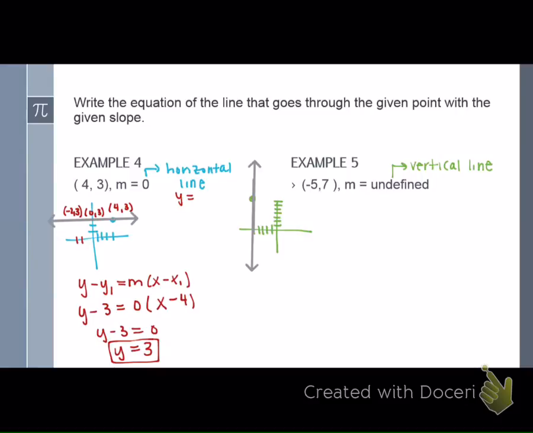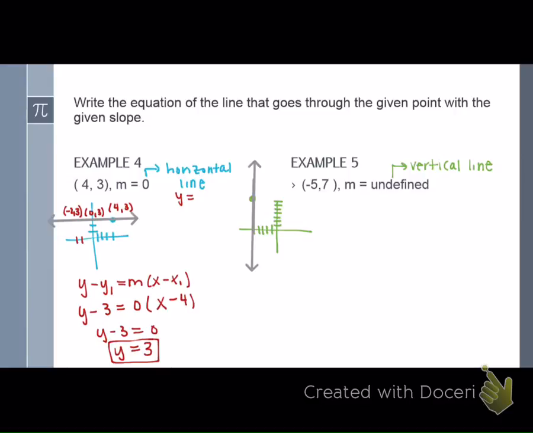What do you guys think the relationship is between a vertical line and an undefined slope? What kind of equation will this one be, Jacqueline? If horizontal is y equals, what do you think a vertical line would be? Which axis is it cutting through? So it's going to be what kind of equation?